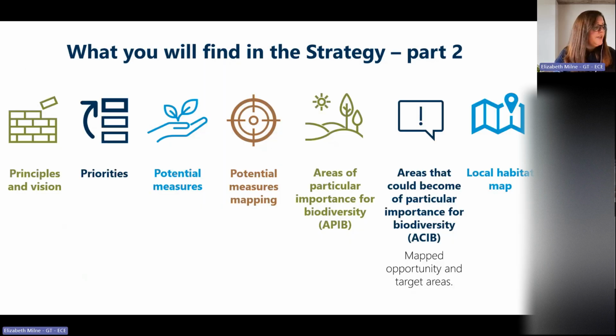The second of the maps was a map we actually devised ourselves, rather than being given instructions on how to do it. And these were the areas that could become of particular importance for biodiversity. So these were basically the mapped opportunities and target areas of the strategy.